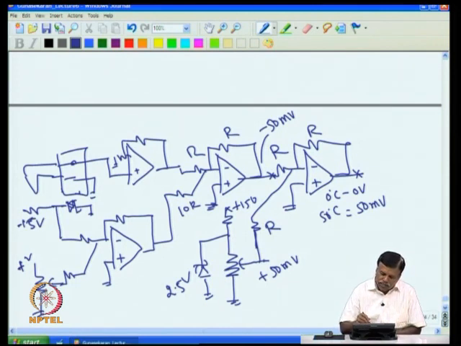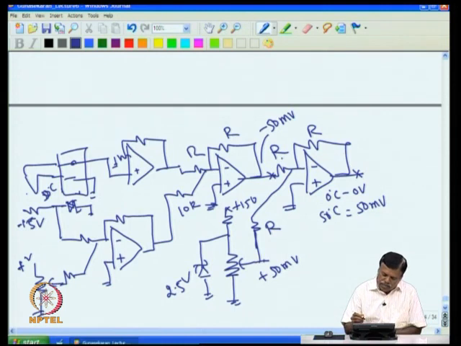The error will become 0, because our set value and the actual temperature are one and the same. So if the temperature is 50 degree C, assume this is at say 50 degree C, then I know that I will get here minus 50 millivolt.